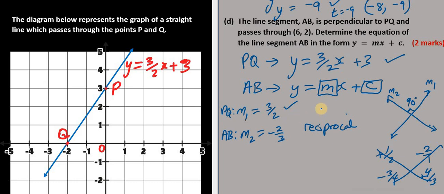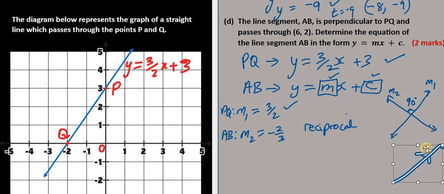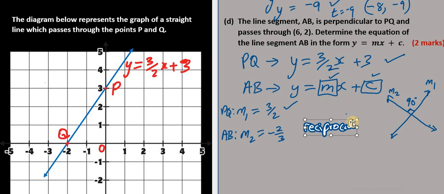So two things we need. Again, we need the gradient of that line AB, and we also need what? Where it cuts the y-axis. So let's find out that now. All right, so let's take this off. Okay, so back to this.